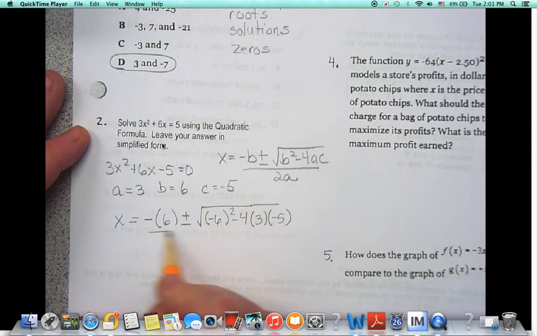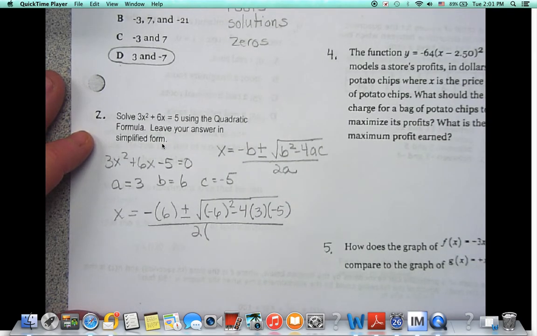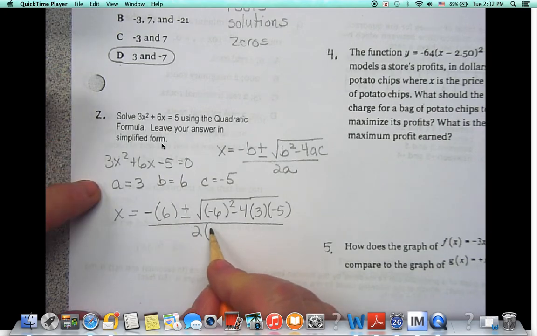Just one question. If b is a negative number, does it turn positive? Yes, it does. It'll be negative, negative, whatever it is. A is 3 here.